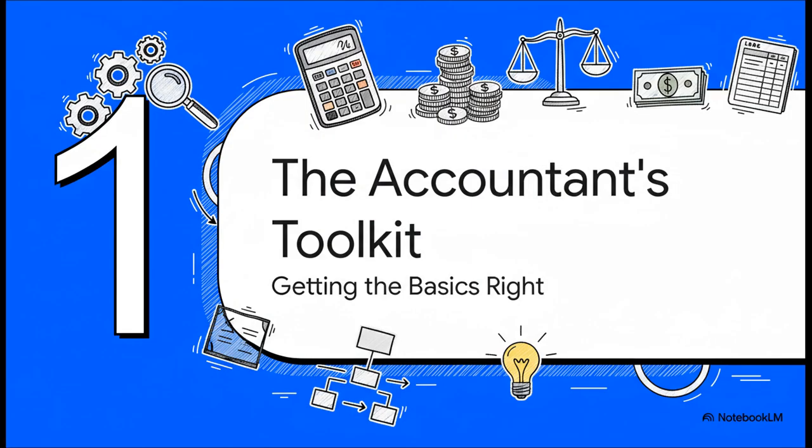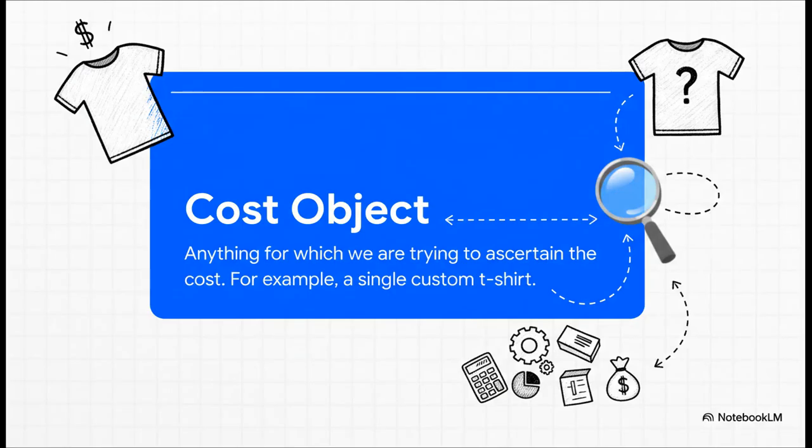So, to get to the bottom of that question, we need to start thinking like an accountant. And that means getting a handle on a few basic but really powerful concepts. These are the foundational tools for getting the numbers right. Okay, first up is the cost object. Now, that sounds super technical, right? But it's simple. It's just the thing we're trying to find the cost of. It could be a whole department, a project, or in our case, this one single t-shirt.